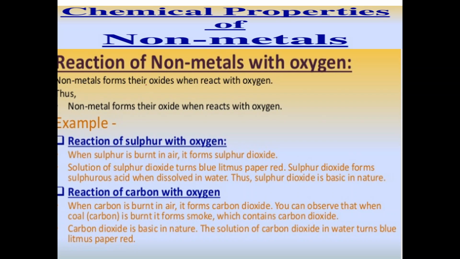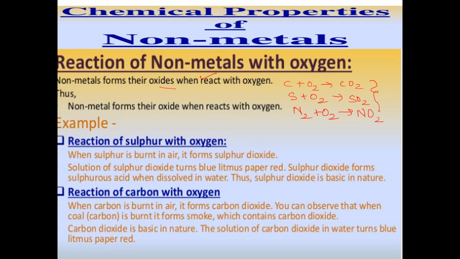Next is the chemical properties of non-metals, where we study the reaction of non-metals with oxygen. Non-metals form their oxides. You know, carbon on reacting with oxygen, what is formed? Carbon dioxide. You already know. Sulfur plus oxygen forms sulfur dioxide. Nitrogen on reacting with oxygen forms nitrogen dioxide.